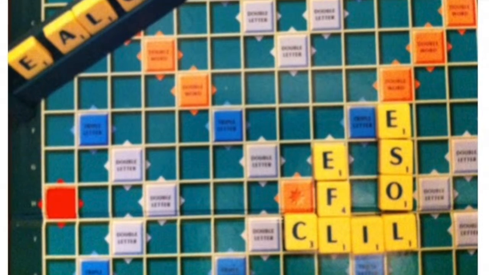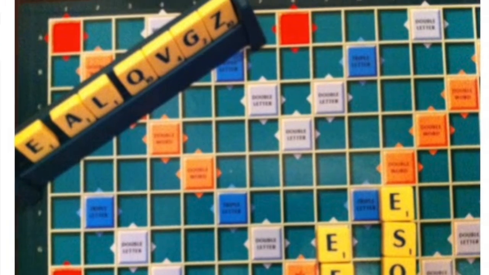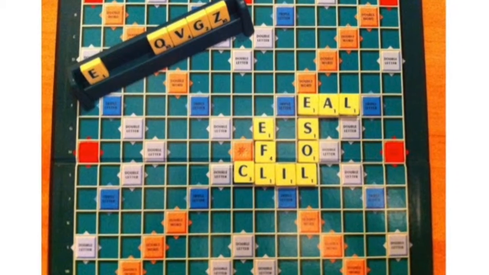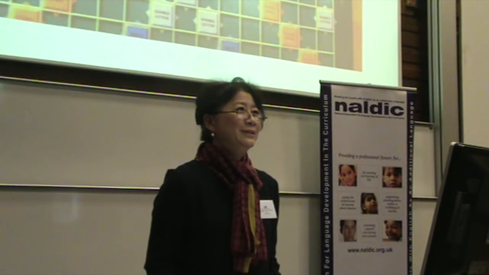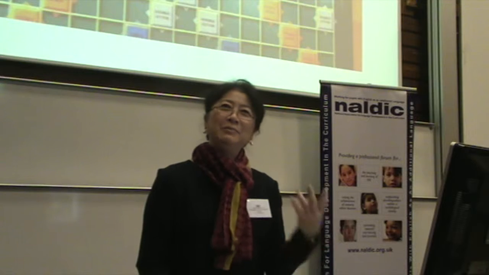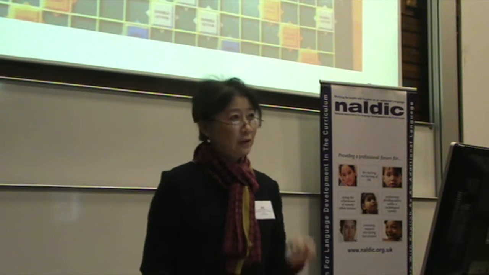Well, what we've got here, we've got CLIL, EFL, ESOL. Where should we put EAL? There, it fits. Lowest scoring, of course, only 3 points. On another board, in another context, you might be able to get more score. But if we have FSM, you get a lot of points, of course.